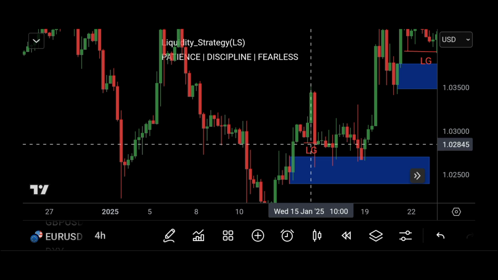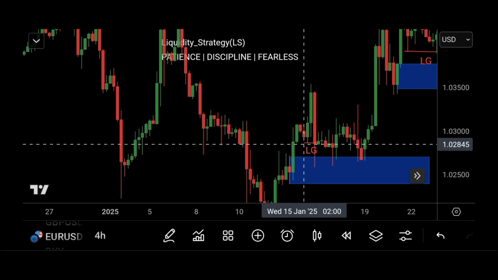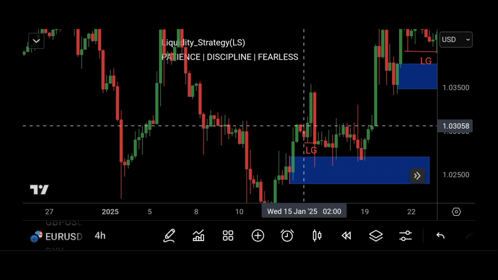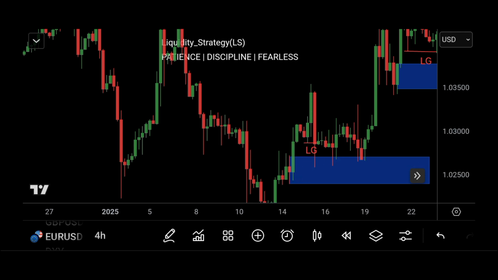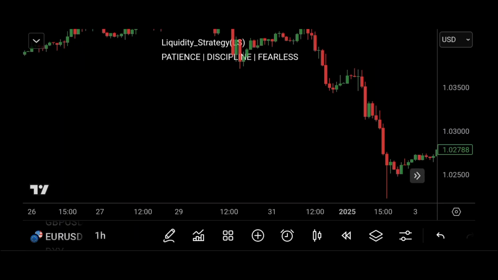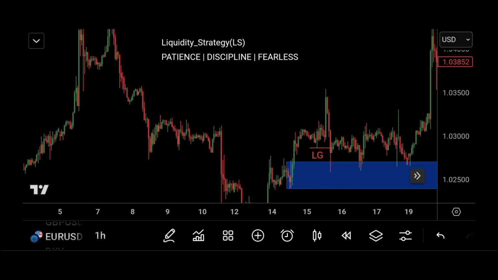Since the higher time frame controls the lower time frame, but the lower time frame decides for the higher time frame, it means that lower time frame structure must play out before higher time frame structure will play out. But if lower time frame structure is in line with the higher time frame structure, that is what we call a prime setup. Let me show you guys what I'm talking about. Yeah, this is what I'm talking about.